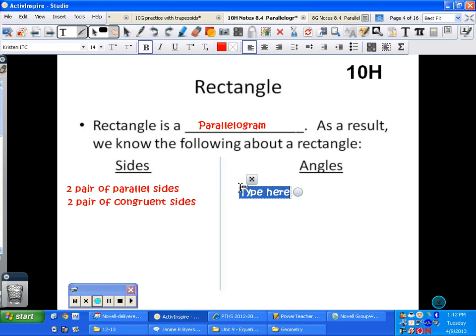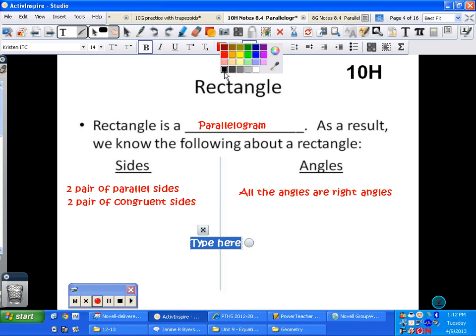The angles of a rectangle are different than the angles of a parallelogram in that while the opposite ones are still congruent and the consecutive ones are supplementary, more specifically we know that all the angles are right angles. So it's just more specific. And then we're also going to add a section about the diagonals here, because the diagonals of a parallelogram, I'm sorry, of a rectangle are congruent.